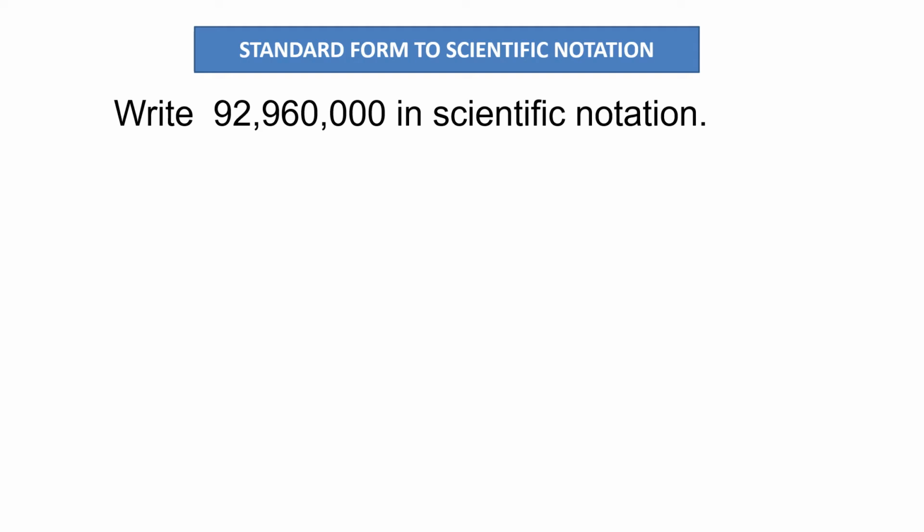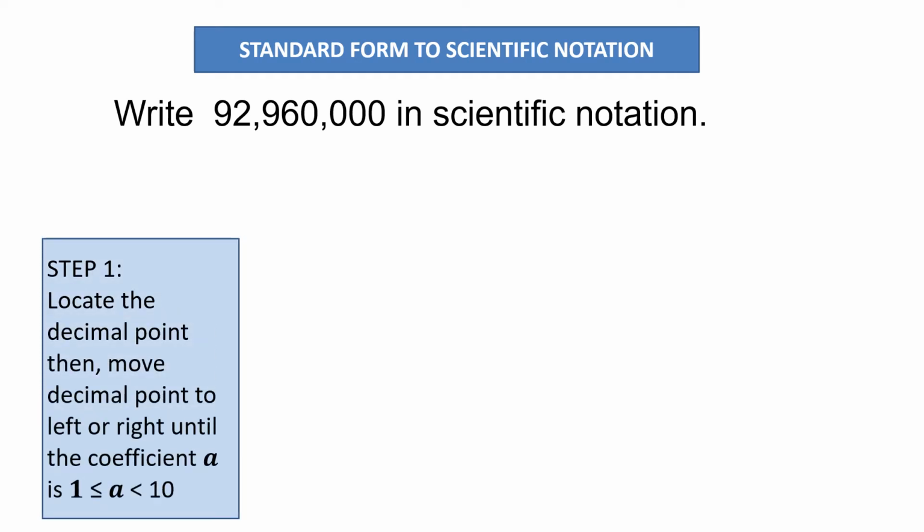Let us find out how to write numbers to scientific notation. Let's have example number 1. Write 92,960,000 in scientific notation. First step, we need to locate the decimal point, then move the decimal point to the left or right until the coefficient a is greater than or equal to 1 but less than 10.